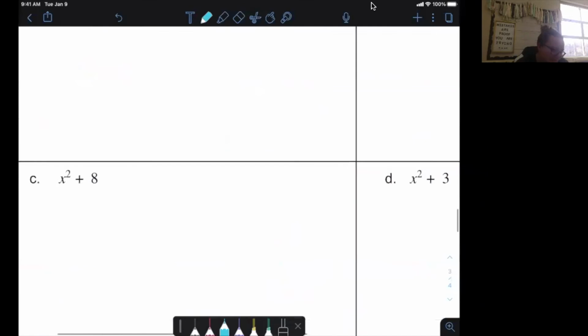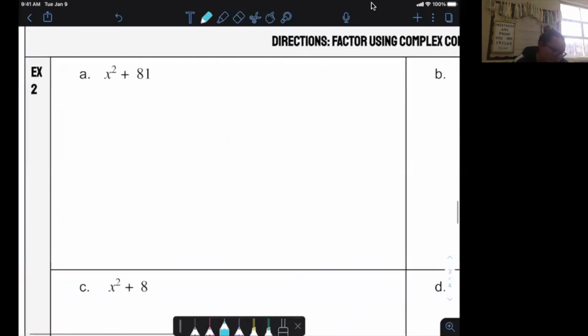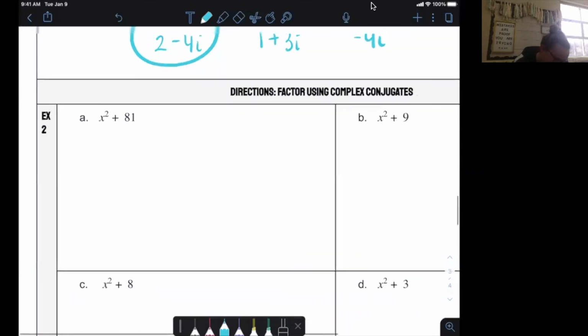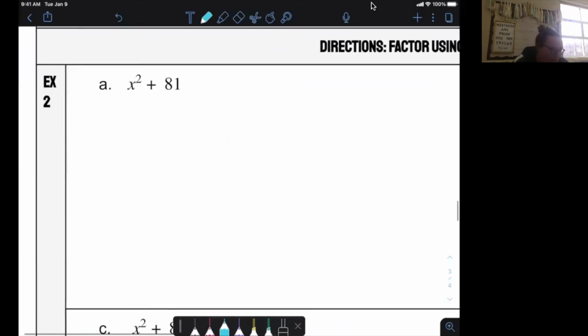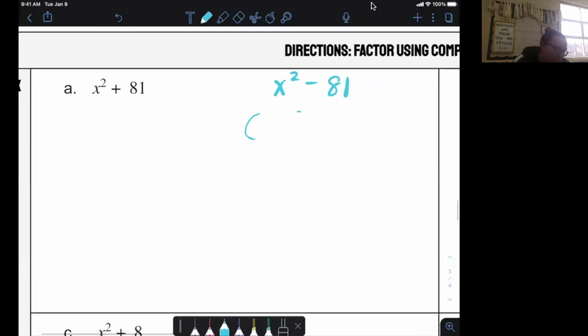So let's use that information to help us do some factoring. So we learned how to factor x squared minus 81, a difference of squares, right? Where we took x minus 9 times x plus 9, because when we multiply that out, we end up with middle terms that cancel out. So now we're going to learn how to use the imaginary number i to help us factor x squared plus 81.